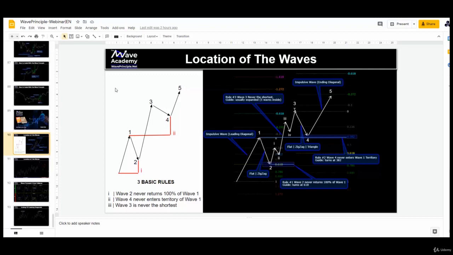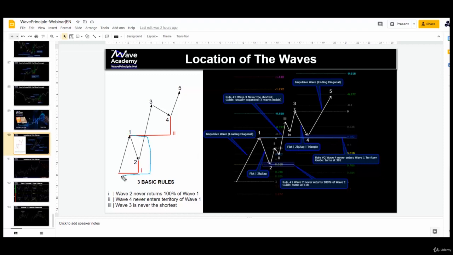Okay, in this video, I'm going to talk about the location of the wave, which is one of the most important subjects here in the wave principle, because we can only find a leading diagonal in wave 1, for example. We cannot see a triangle in wave 2, but if we see a triangle, we know it's wave 4 or B, and it's going to be the last movement after it, which means it's going to turn away at least 3 movements. So let's remember the basics of wave principle.